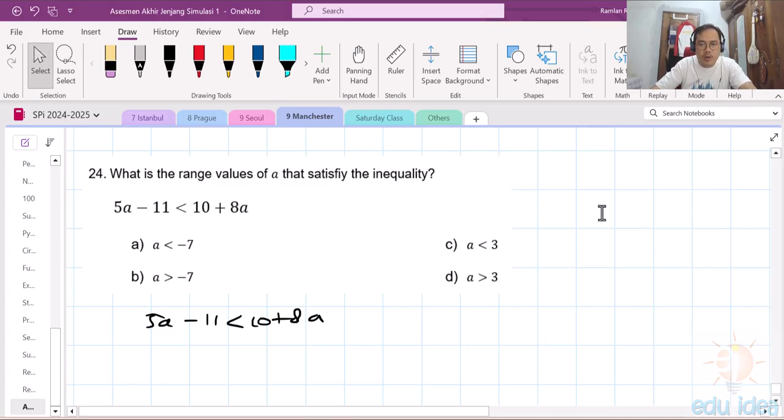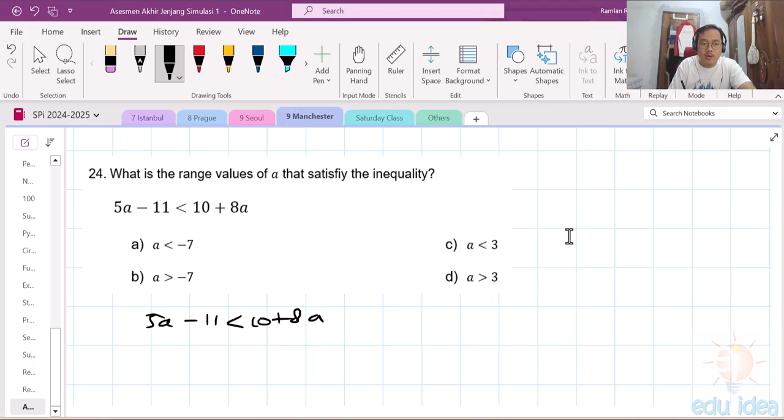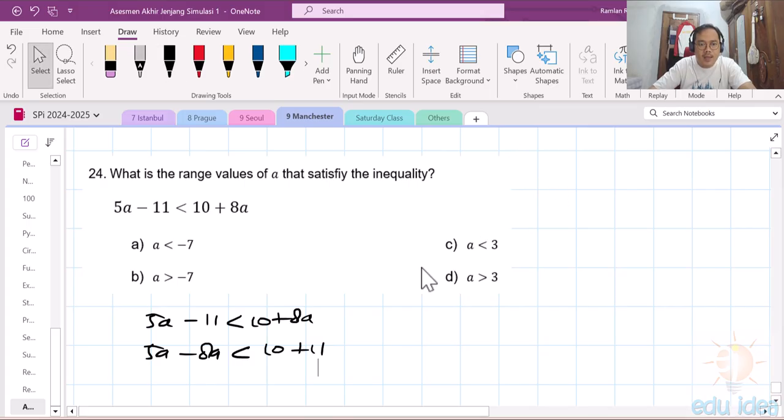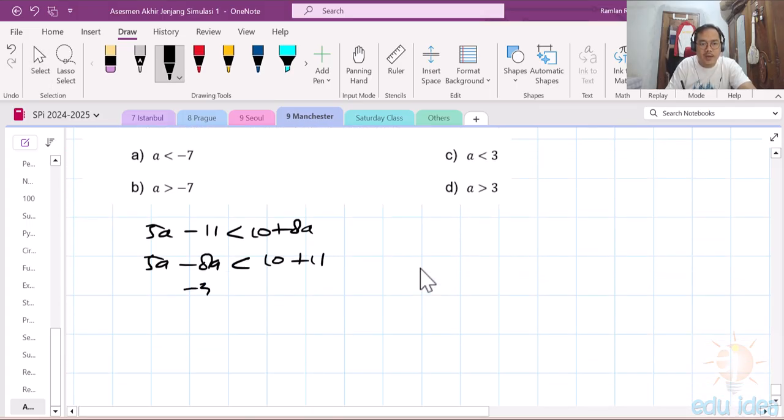Now it's up to you which side you want the variables on for the final answer. But since we have a multiple choice here in which all the options have the variables on the left side of the inequality sign, you must put every single one of that variable on the left side. Now the ones that we have are the 5a and 8a, so this guy must be on the left side. So let's just subtract both sides by 8a, right? So 5a minus 8a, and then also add 11 to both sides, something like this, okay? And then we know that 5a minus 8a is negative 3a, and then this is 21.